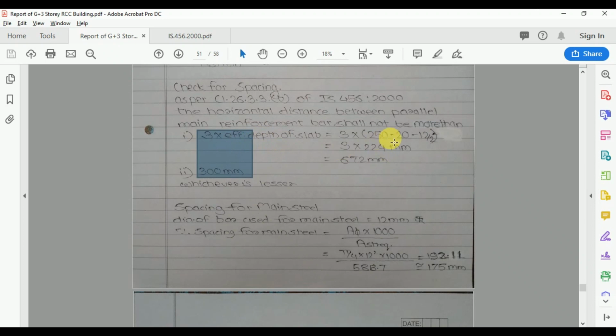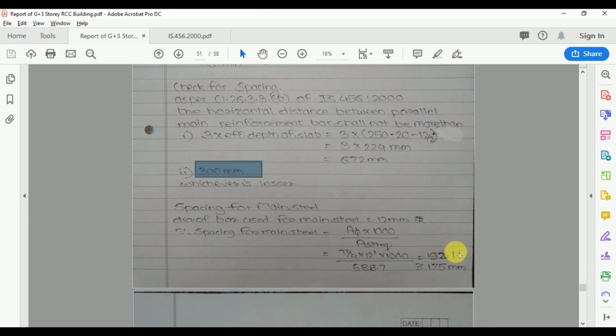Here the effective depth is, we consider 20 mm as the clear cover, hence 250 minus 20, whereas we'll use the main steel as 12 mm, hence 12 divided by 2, hence we got the effective depth as 224 mm. Hence 3D is 3 into 224, we got the value as 672 mm, whereas the other codal provision states the spacing as 300 mm. So with respect to these three values, we need to choose the lesser value.